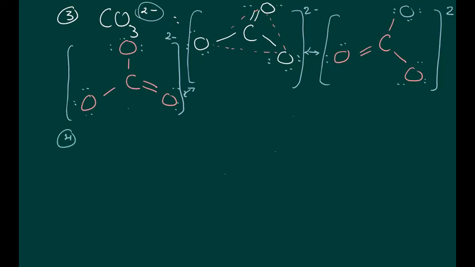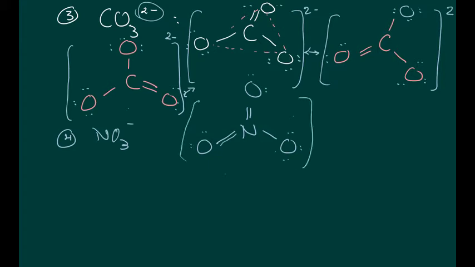Number 4, nitrate, NO3. Here, you can expect that you can draw also another resonance form for nitrate, where you can change the position of the double and single bond. So you can put the single bond here or on the left side and complete the drawing of the molecule.